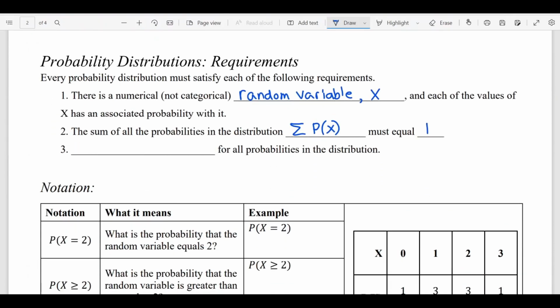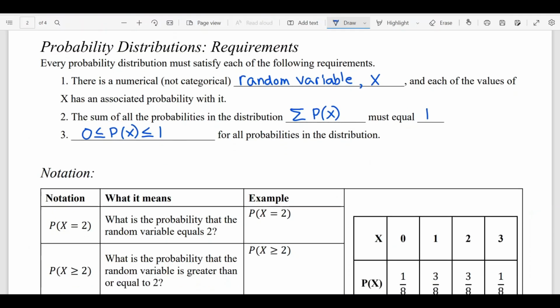And then the last piece, each individual probability is going to be between 0 and 1. Okay. If it's exactly equal to 0, well, it's just not a possibility. If it's exactly equal to 1, then it's always going to happen. But each probability has to be between 0 and 1. Okay.